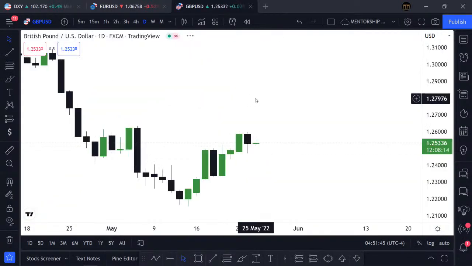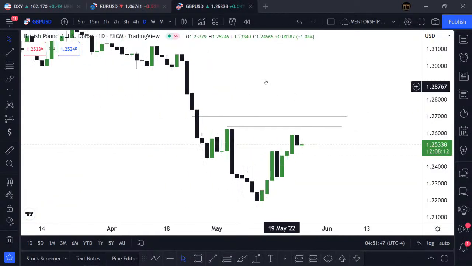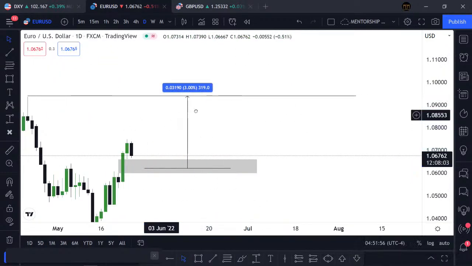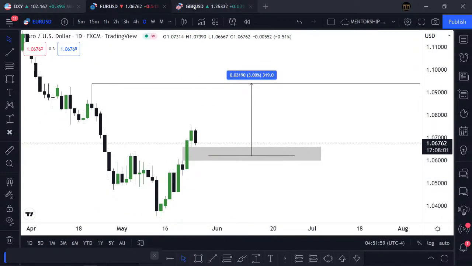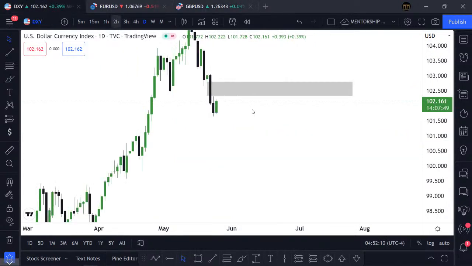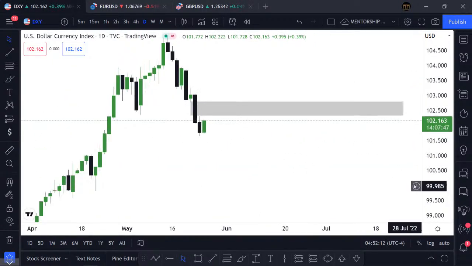The pound dollar on a daily. It is the same thing that is happening here. If you look at the euro dollar, it is buying. When you come to the pound dollar, it is also buying. You see this high here, you see this inefficiency here. If you're looking for 50 pips, 100 pips, you will still have to look at the dollar index.